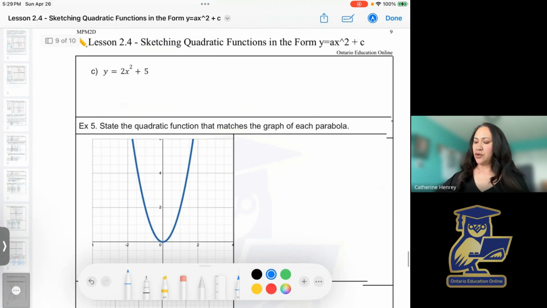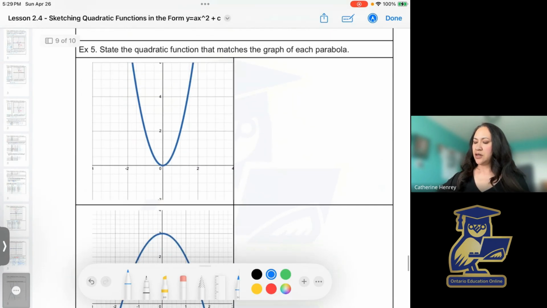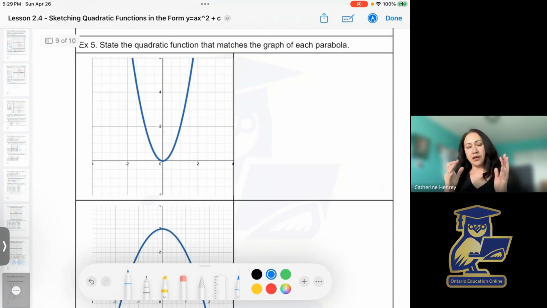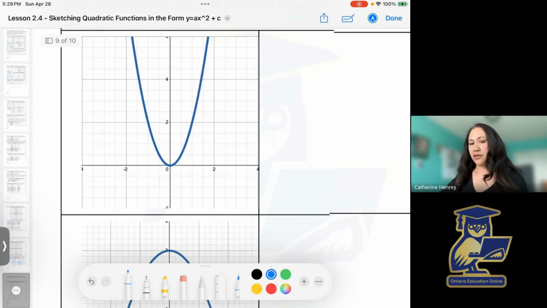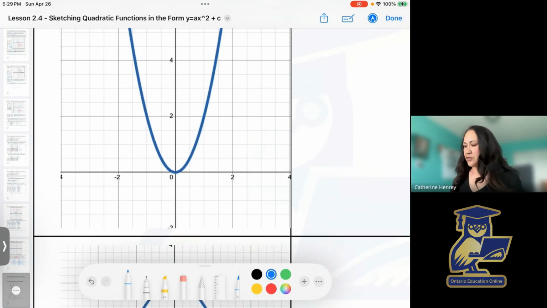C you can try on your own. And here I want to start working with the graph of the function and then seeing if we can come up with the function. So state the quadratic function that matches the graph of each parabola. Let's see what we can determine here. I'll zoom in on the graph and we'll take a look at some of the characteristics.